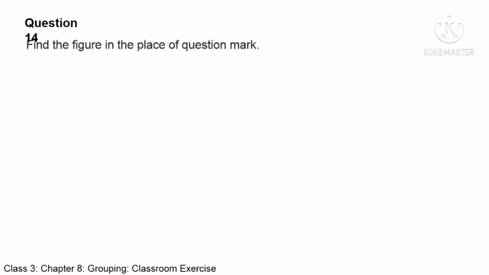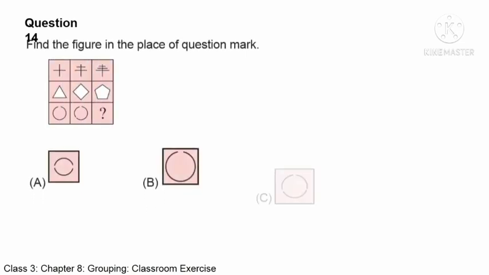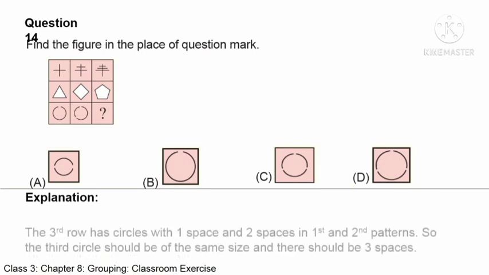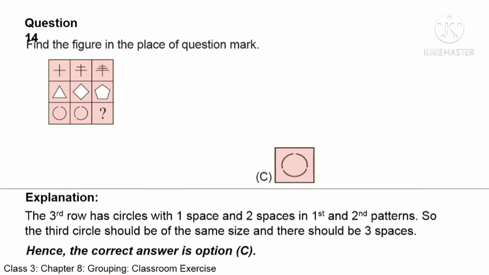In this example, find the figure in place of the question mark. Is it option A, B, C, or D? Let us take a look at the explanation. The third row has circles with 1 space and 2 spaces in the first and second patterns. So the third circle should be of the same size and there should be 3 spaces. Hence, the correct answer is option C.